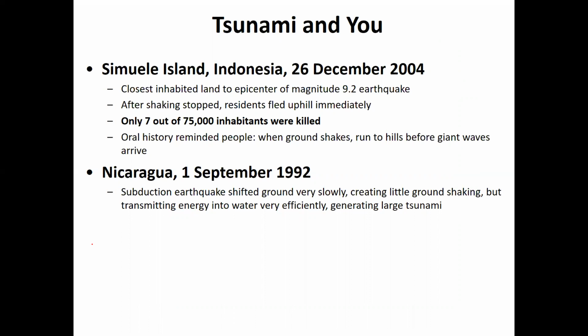However, the closest inhabited land to the epicenter of the 9.2 earthquake was this island called Simeulue Island. After the shaking stopped, the residents fled uphill immediately. And as a result, only 7 of the 75,000 inhabitants were killed. And they knew to do this because of an oral history that reminded them, when the ground shakes, run to the hills before giant waves arrive.